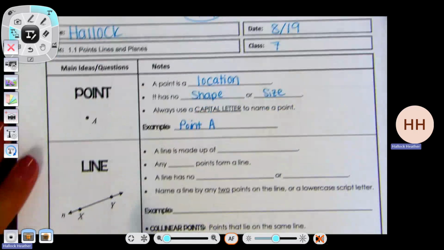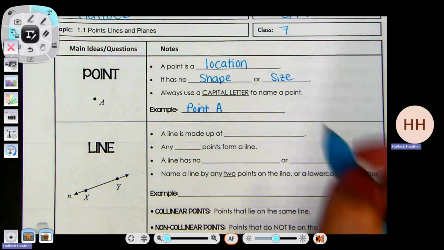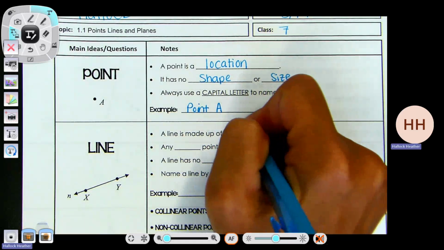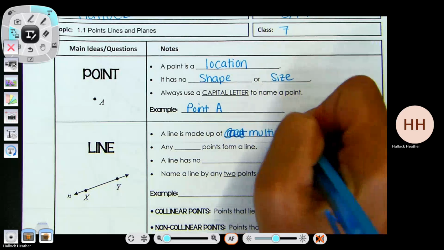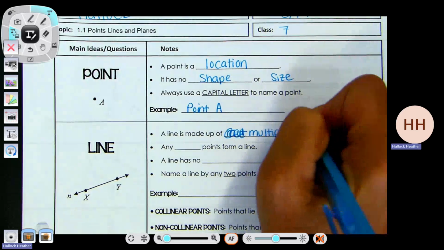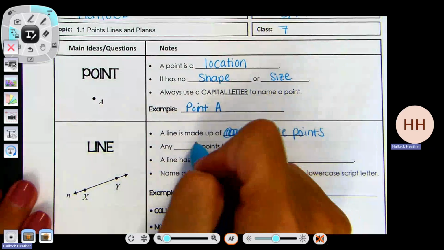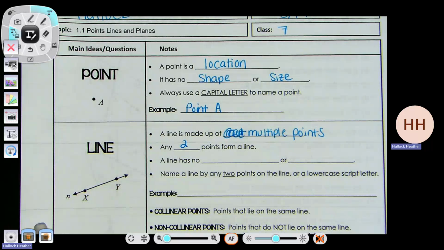Okay, so the next thing is a line. A line is made up of multiple points. Technically an infinite number of points. So a line has multiple points on it, just a bunch of points. Any 2 points form a line. So you always need your starting point, and then wherever, if I have a point down here, you could connect them and that line would be going side to side or down.